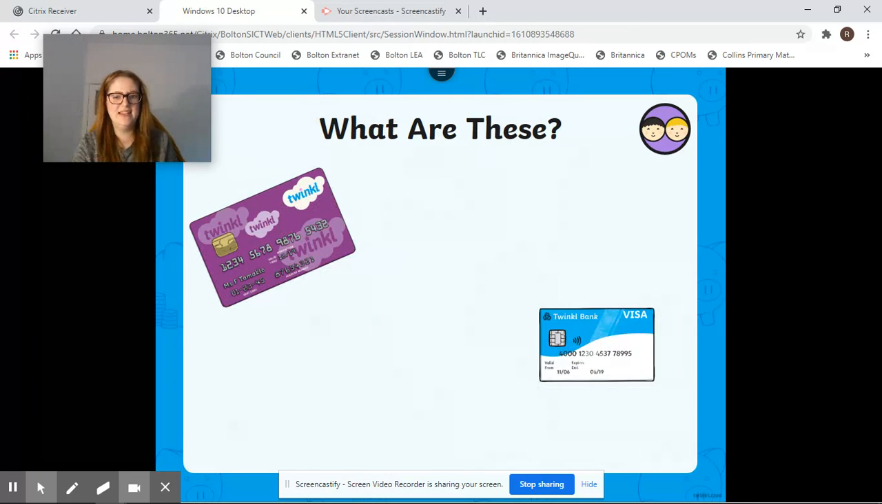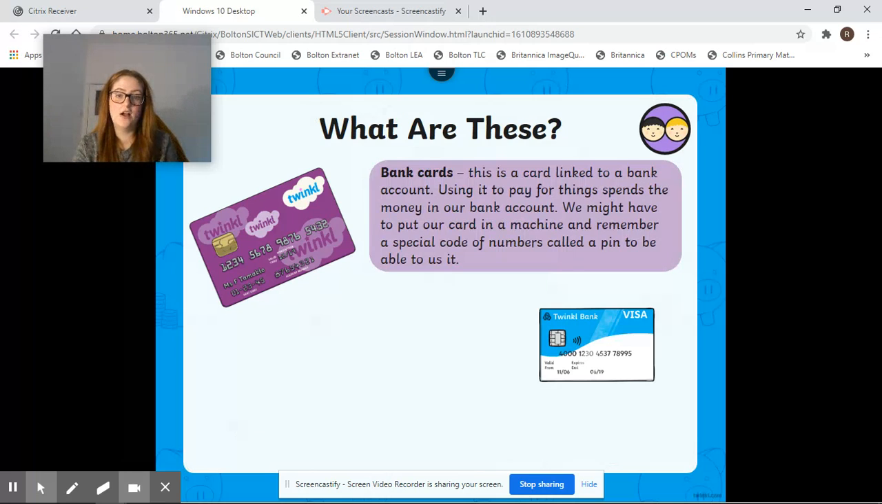Then we've got these two things here. The purple one that you can see on the screen is a bank card. Adults normally have these cards and they're linked to their bank account. You can use it for lots of different things, and you pop it in a little machine, and then you have to remember a special code, and it's got 4 numbers. The adult will press the 4 numbers, and it's called a PIN code, and that will be able to pay for those items.